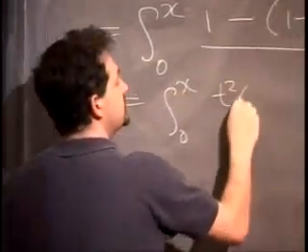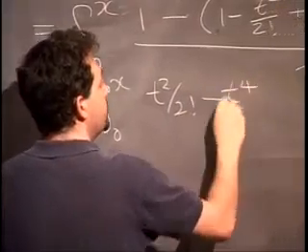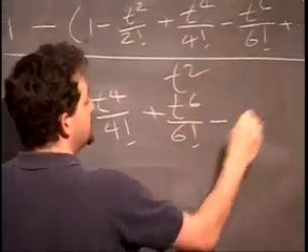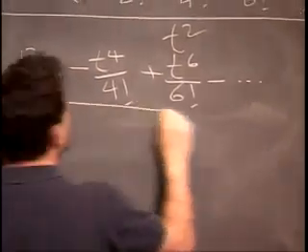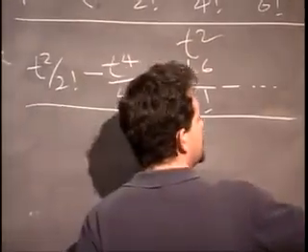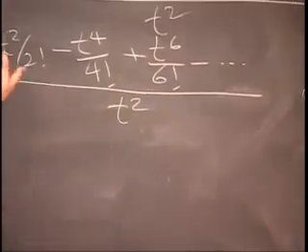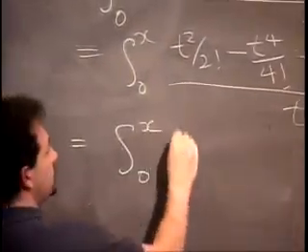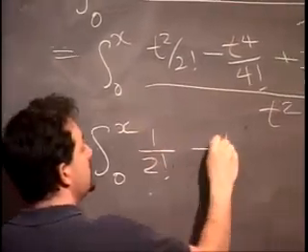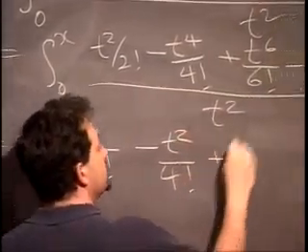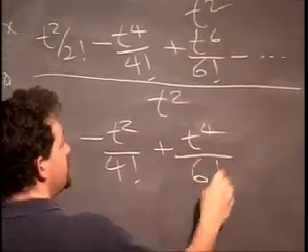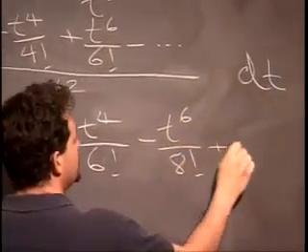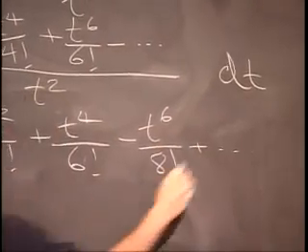So I get t squared over 2 factorial minus t to the 4th over 4 factorial plus t to the 6th over 6 factorial, and so on. You get the pattern. And then all that divided by t squared. And actually, this is nice. We can just take out a power of t squared from all of them, and I get 1 over 2 factorial minus t squared over 4 factorial plus t to the 4th over 6 factorial. Just for the hell of it, I'll write t to the 6 over 8 factorial. You see the pattern here, dt.